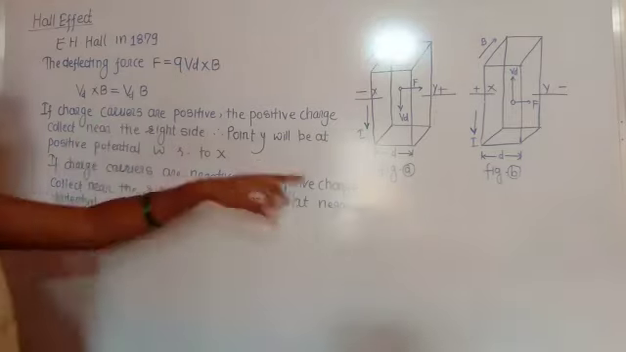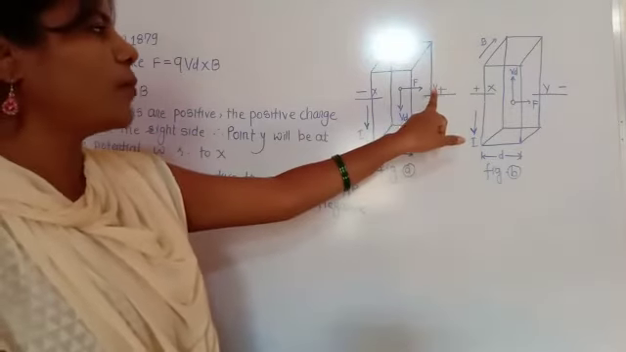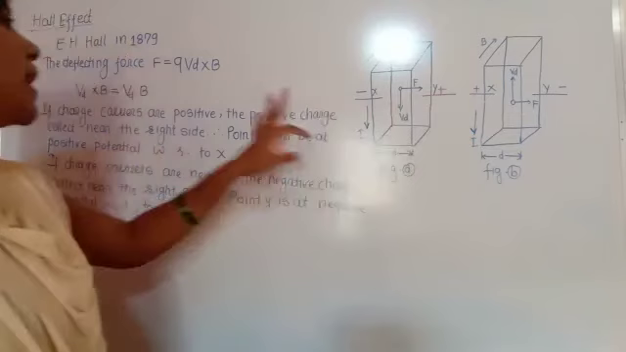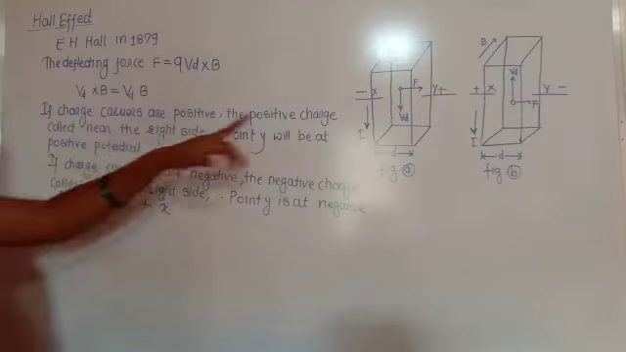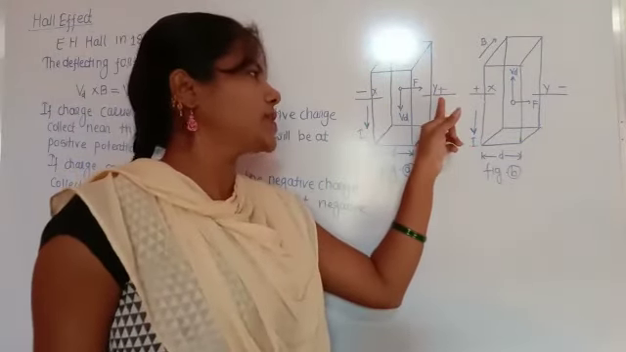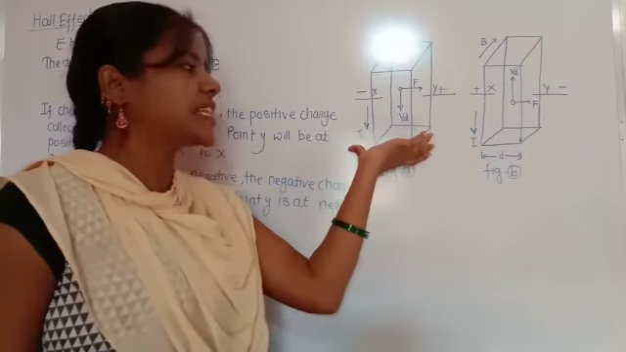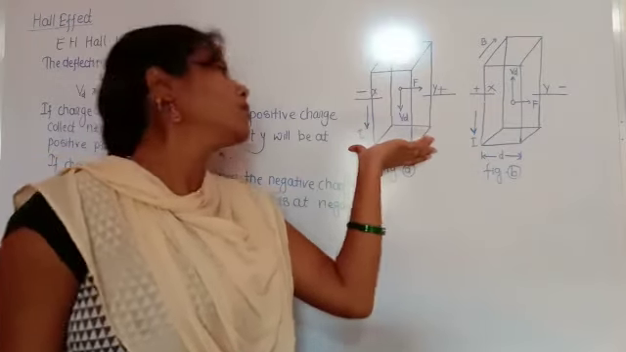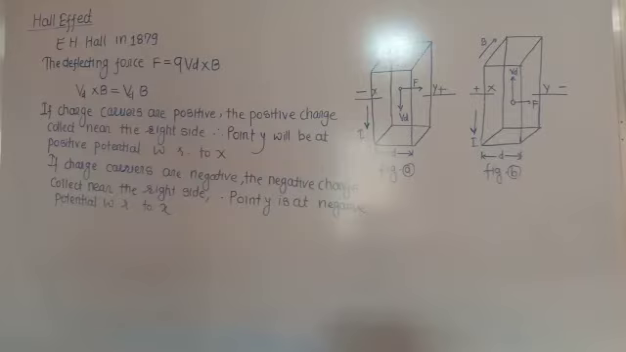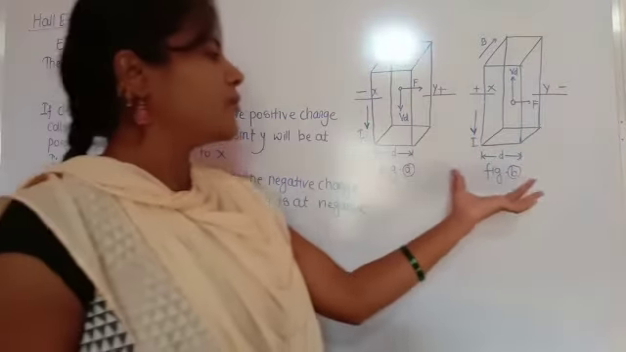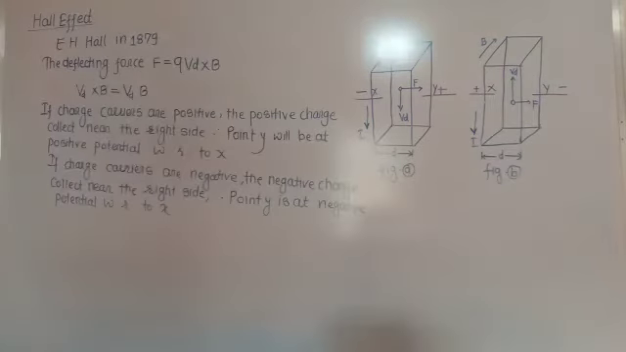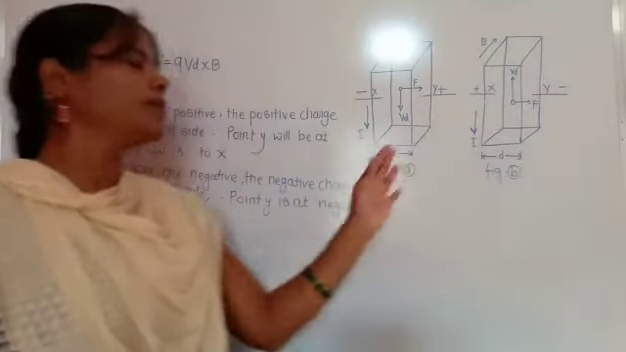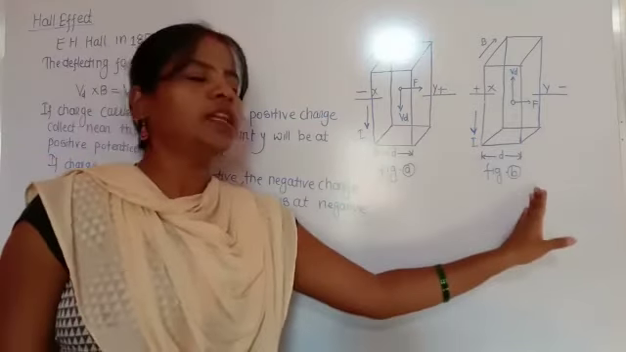So these are the differentiation by using this diagram. Here in the first diagram A, the point Y is at positive potential, means the charge carriers are positive, so that's why positive charge collects near the right side, that means at point Y. So this first strip contains positive charge, means the charge carriers are positive in figure A, and in figure B, Y is maintained at negative potential, that means negative charge carriers are supported here in figure B.